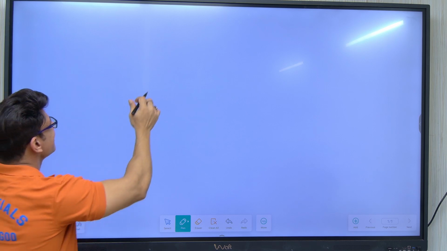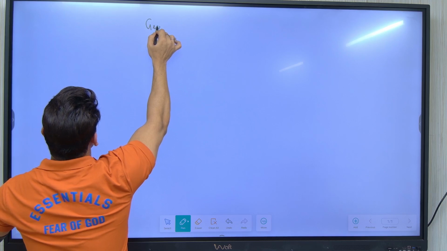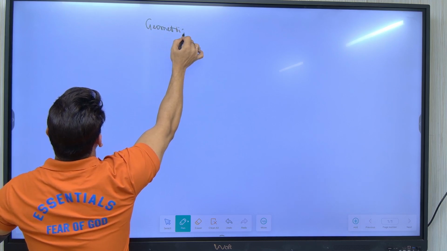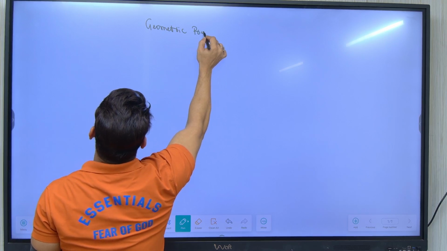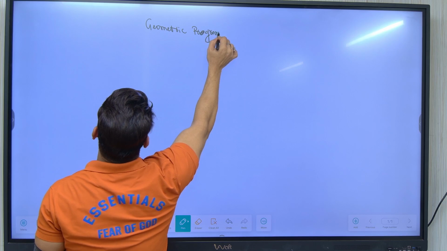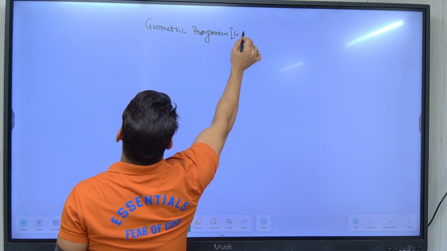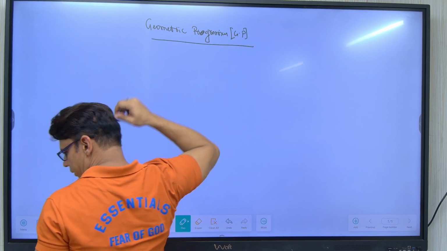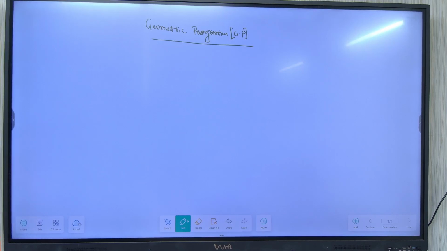Geometric progression, called GP, right? Does anyone know about geometric progression? What geometric progression is? What about others? 11th standard maths जिनके पास था. Geometric progression क्या होता है?